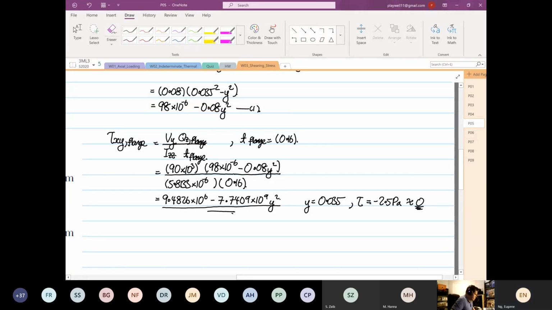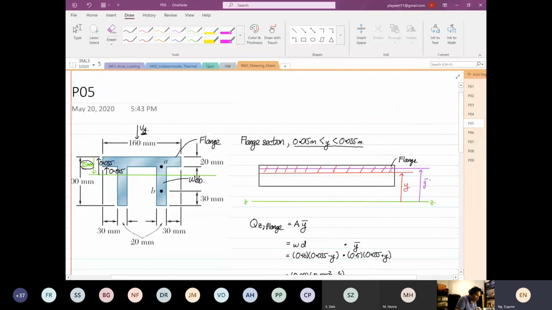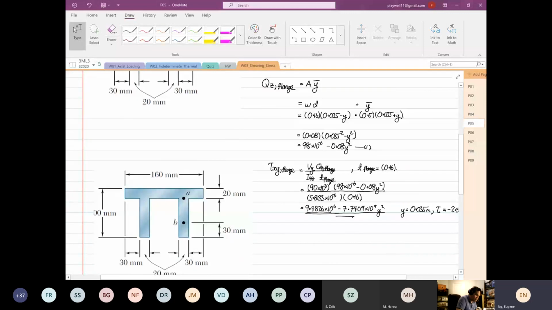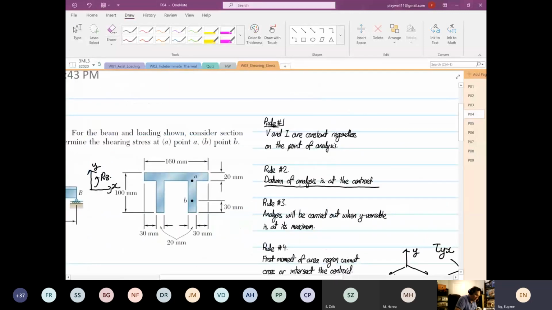0. Okay, why? Because the maximum of the shear you can achieve is what? 9.4826 times 10 power 6 based on this equation, yes or no? So based on why we say y is equal to 0.035, the whole thing will be equal to 0, because we apply rule number 1 or rule number 2, that the datum of analysis is at the centroid. So y is equal to 0.035.